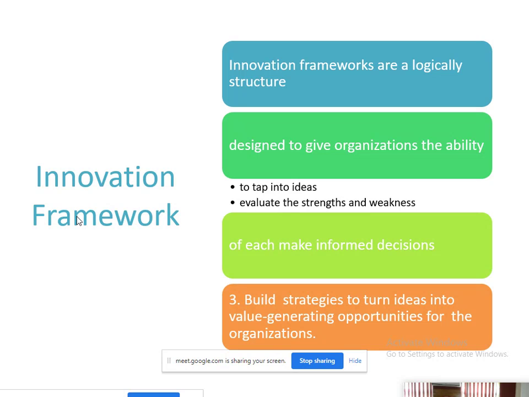Okay. And next is build strategies to turn ideas into value generating opportunities for the organization. That means we must have some strategies so that we can turn our ideas into valuable things, so that it gives some value in our organization or it gives value in our product also. That's why we must have some strategies to implement our innovations.